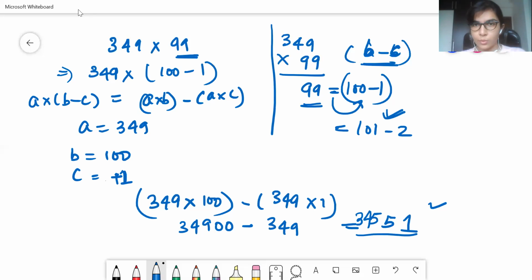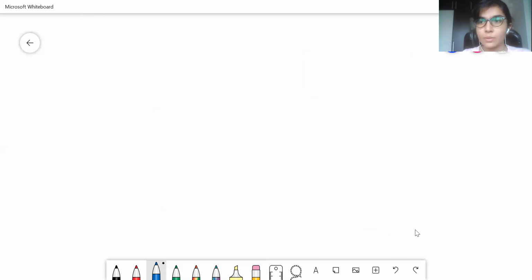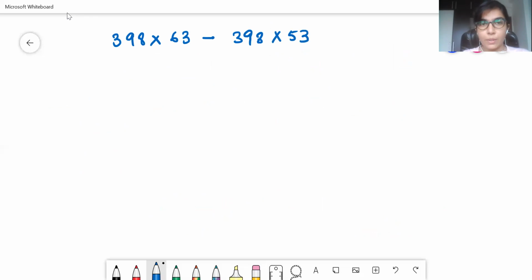So that's how you are going to apply the distributive property over subtraction. That's how you are going to solve the questions. I'm just going to quickly take another example so that it's much more clear for you. Let's take this example: 398 into 63 minus 398 into 53. How are you going to solve this question?